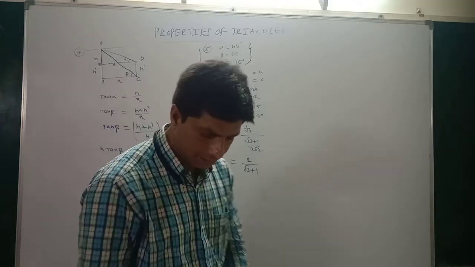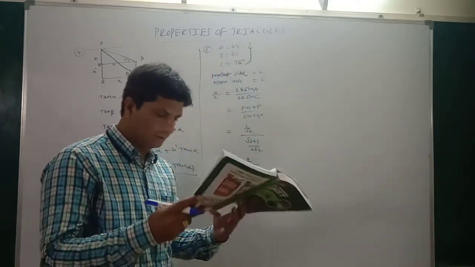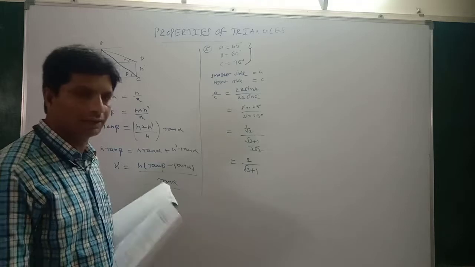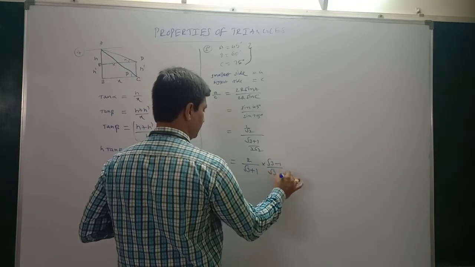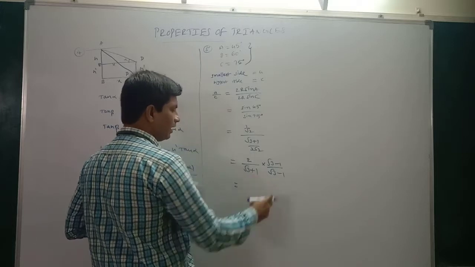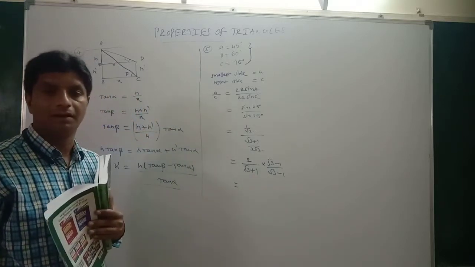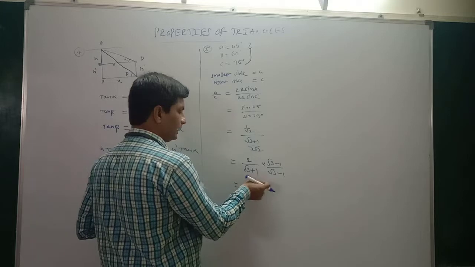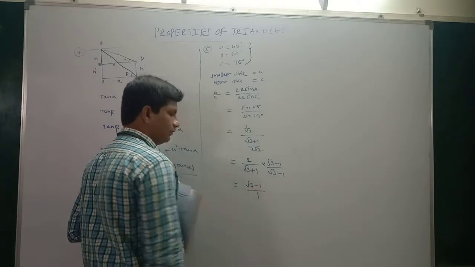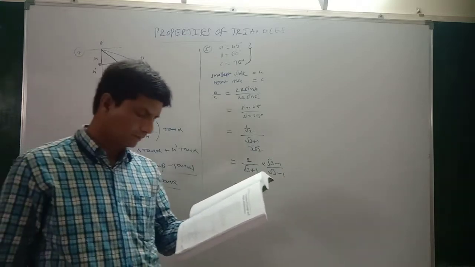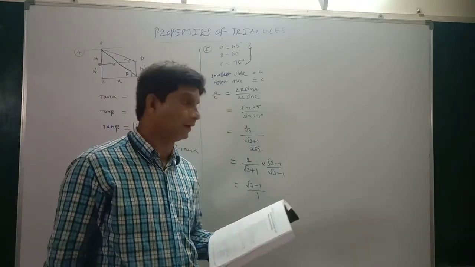Is it right? Let us check the options. In the options, 2 by (root 3 plus 1) is not there. That's what we are doing. Multiply by (root 3 minus 1) by (root 3 minus 1). This is in the form of (a plus b) into (a minus b), a square minus b square, root 3 square minus 1 square. 2 gets cancelled. Remaining is (root 3 minus 1) by 1. Answer is root 3 minus 1, option 2.